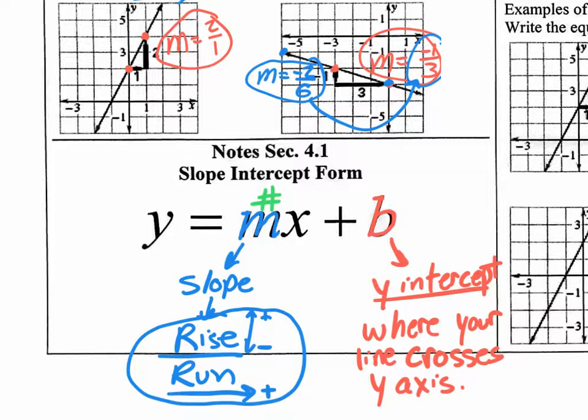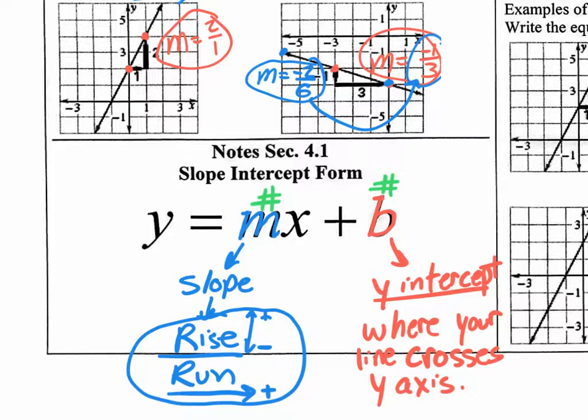Now, what is the y-intercept? It's where your line crosses the y-axis. The y is the axis that points to the sky, right? So, again, b is just another number, but it specifically tells you where it's going to cross the y-axis.